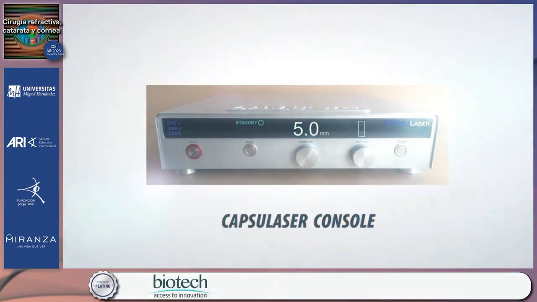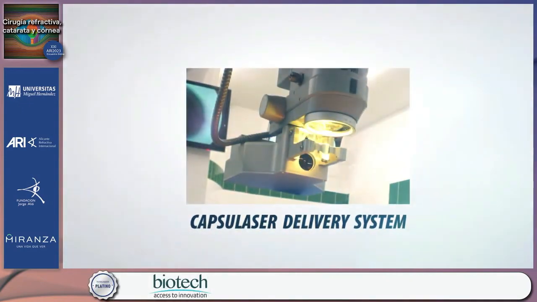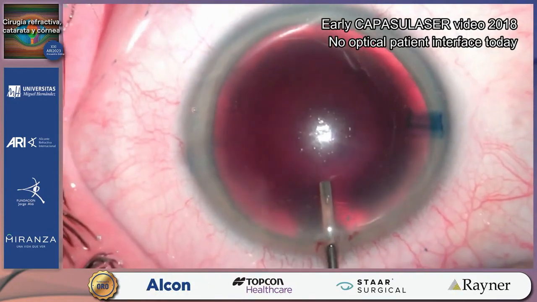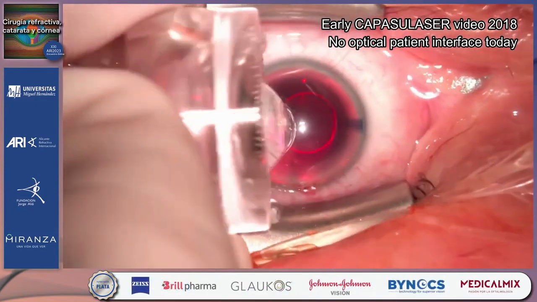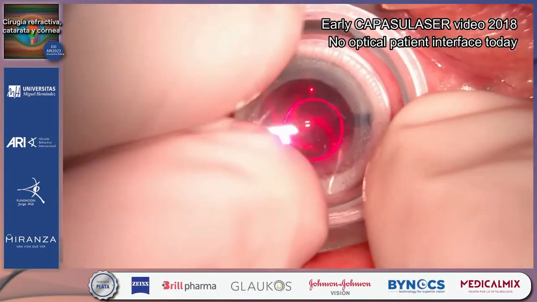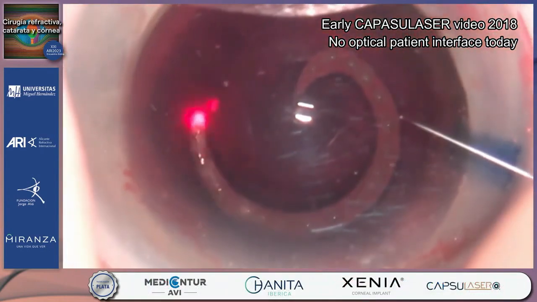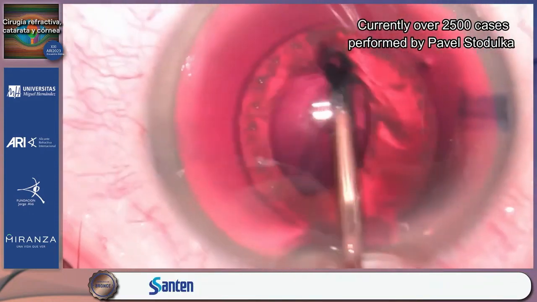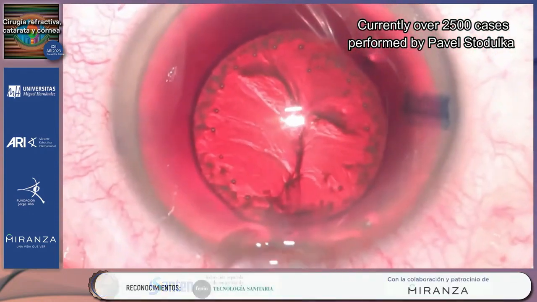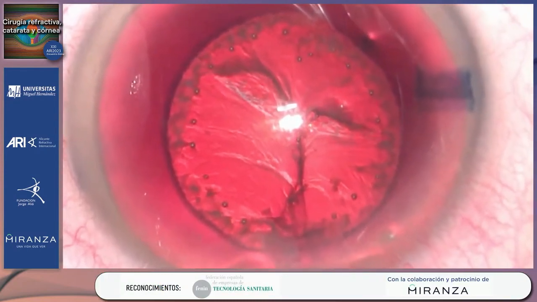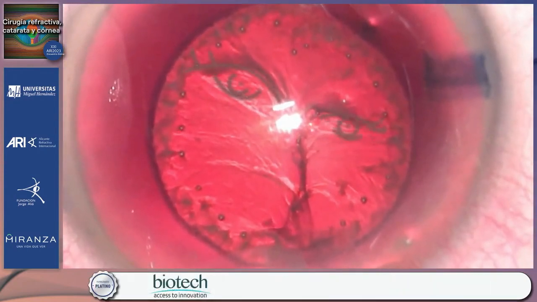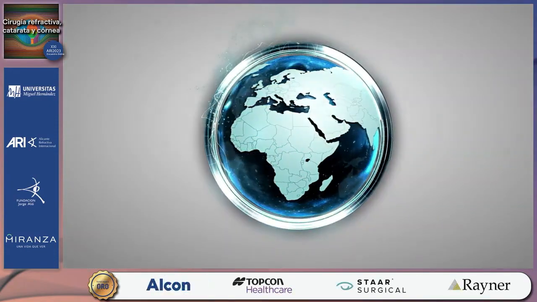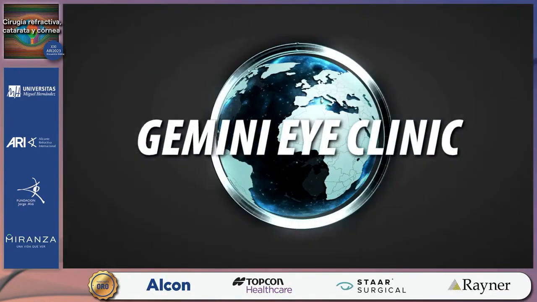CAPSULASER is a small device with the delivery system mounted under the surgical microscope. After the Trypan blue was washed out, the anterior chamber is filled with OVD. We have used this device in over 50 eyes and obtained a complete circular capsulotomy in all cases. CAPSULASER capsulotomy is a promising new way to perform laser capsulotomy and can make laser capsulotomy much more easily available worldwide.